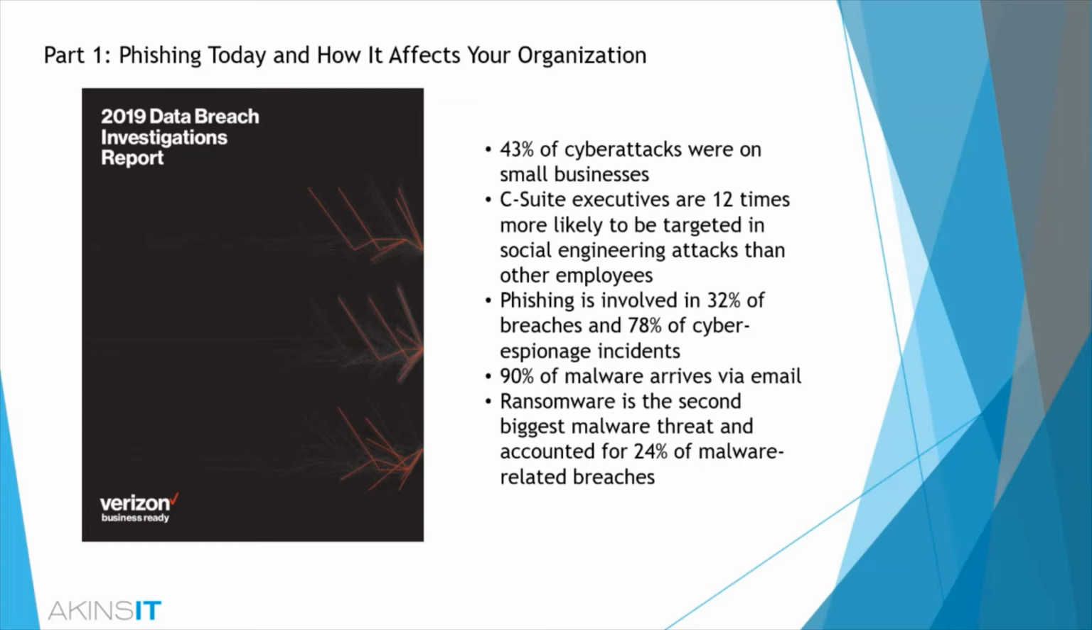C-suite executives are 12 times more likely to be targeted in social engineering attacks than other employees. Phishing is involved in 32% of breaches and 78% of cyber espionage incidents. And then really a big kicker here, 90% of malware arrives via email. And then ransomware is the second biggest malware threat and accounted for 24% of malware-related breaches.